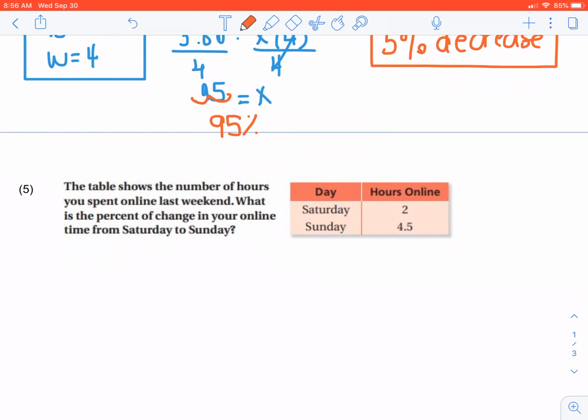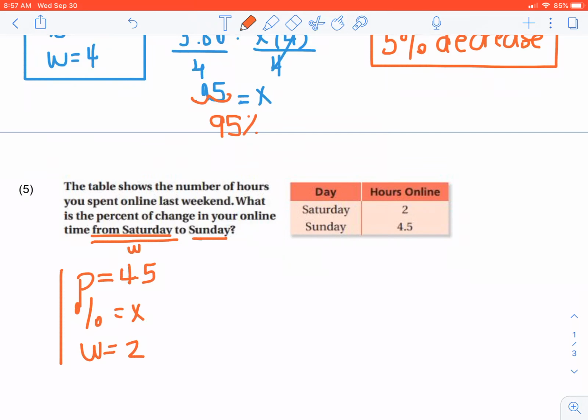All right, number 5. The table shows the number of hours you spent online last weekend. What is the percent of change in your online time from Saturday to Sunday? All right, and there's the chart that gives us the information. So part, percent, and whole. Now from Saturday, that means Saturday is your original value. That's your whole. So if you look at the chart, the original value is 2. Sunday would be your new value, 4.5, and we're looking for the percent of change. Percent of change is the same thing as percent increase and decrease.